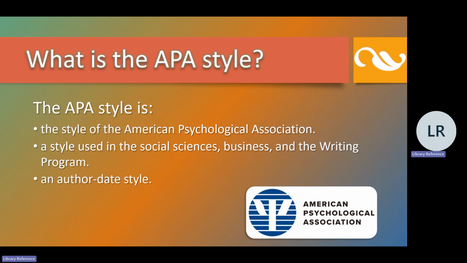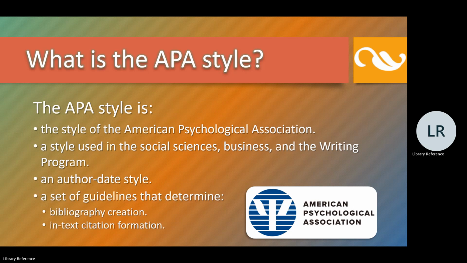What is important for you to remember is that the APA referencing style is what we call an author-date style. This means that emphasis is given on who has written a source, as well as on when this source was published. The APA referencing style is also a set of guidelines that determine, first of all, how we create bibliographies, and second, how we create proper in-text citations.